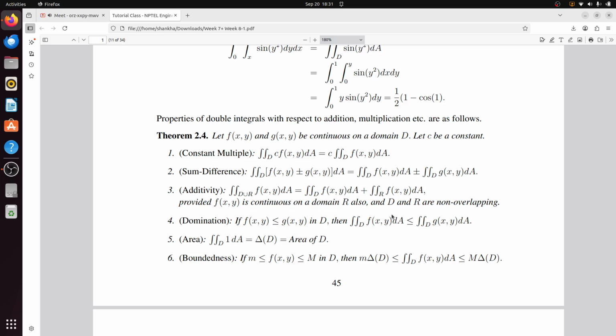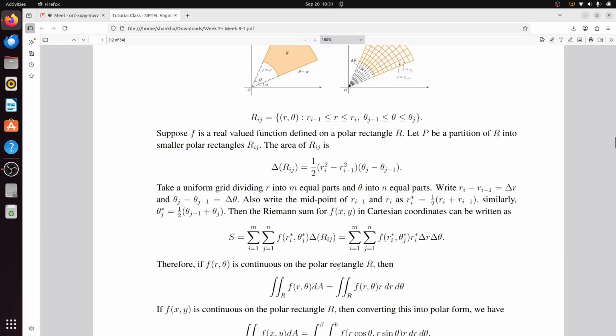Let f(x, y) and g(x, y) be continuous on a domain D. Let C be a constant. So constant multiple, you can take the constant out, sum, difference, additivity, domination, area and boundedness. So 1 into dx dy, if you take the double integration of 1, you will get just the area of D.